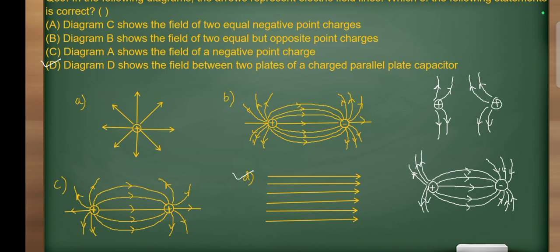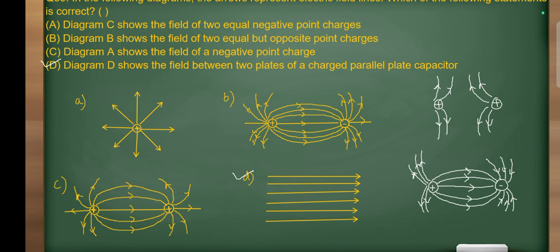Option B, diagram B shows the field of two equal but opposite charges. Okay, this is the diagram which represents positive and negative charges. But I have drawn a diagram where you will see that for negative charges the field lines are going inside, or moving towards the center. So this diagram B is also wrong. Option C, diagram A shows the field of a negative point charge. Here the charge is positive and it is the electric field due to a positive charge. So this is also wrong.